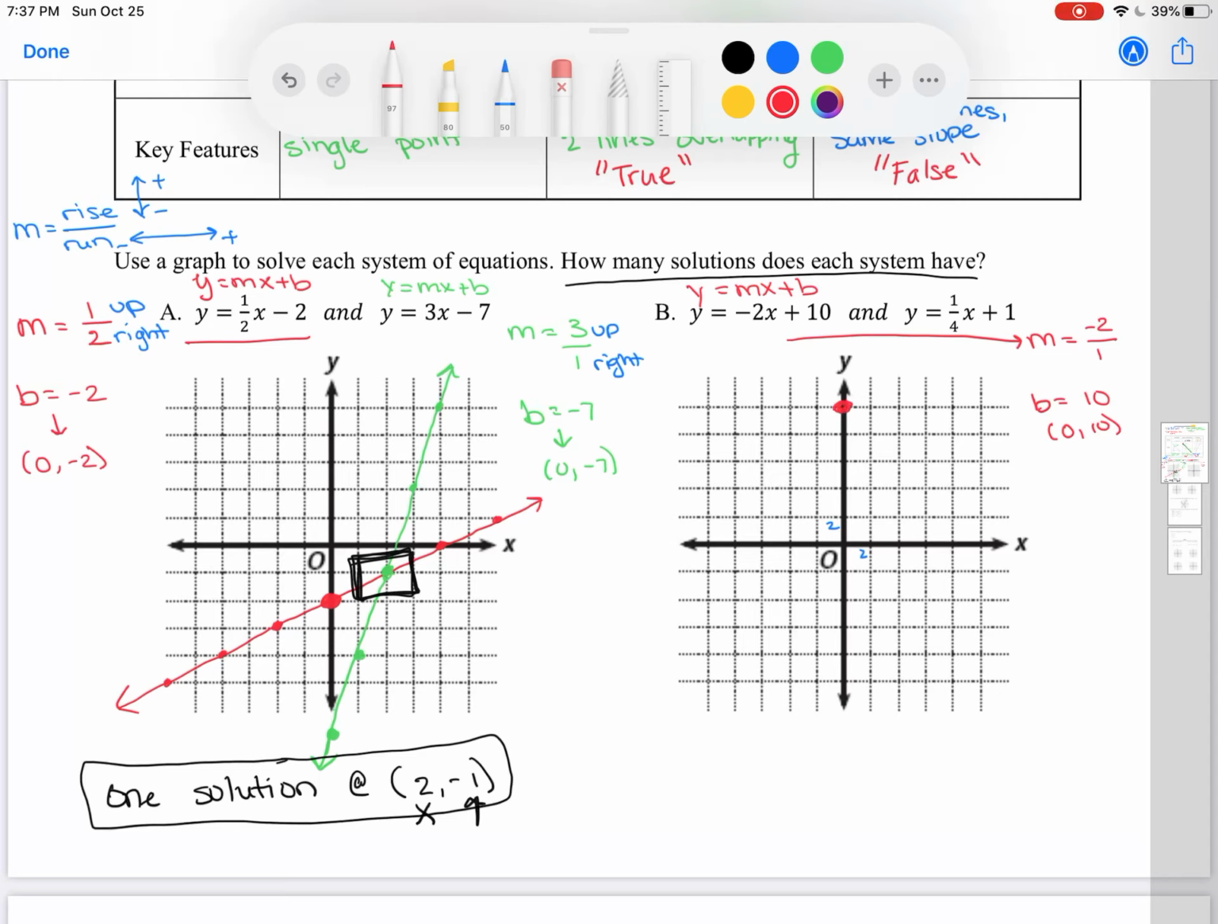And by having a b of 10, I now know the coordinate 0, 10. So let's get started. I can go up 10. Remember, every box is worth 2. So I have 2, 4, 6, 8, 10, which is right here. And my slope is going to tell me this time I have to go down 2 and right 1.